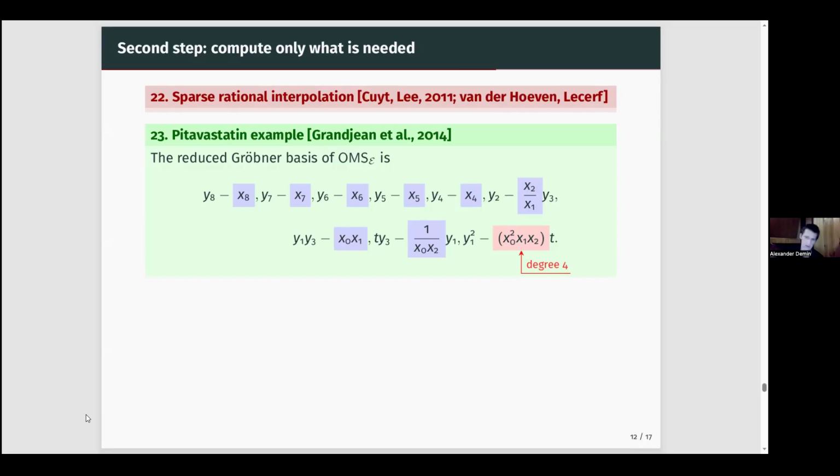Just as a side remark, what I mean by interpolation is that we evaluate the Gröbner basis at specific points many times, and then we interpolate from these evaluations. We interpolate sparse rational functions.